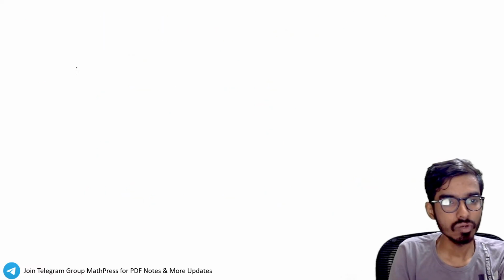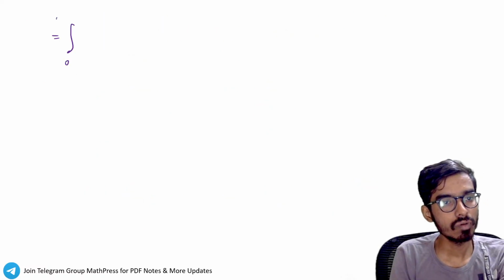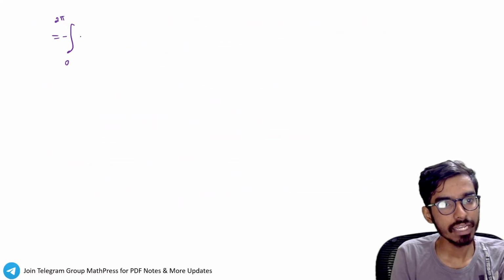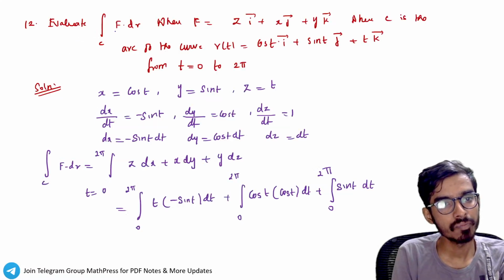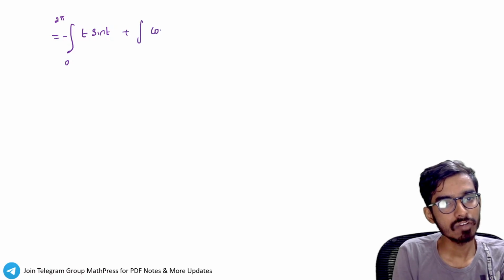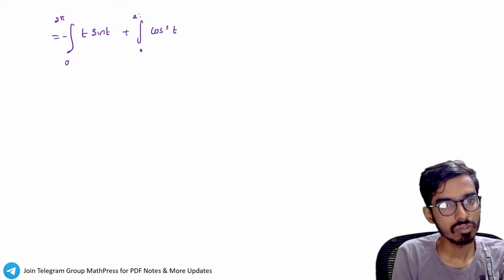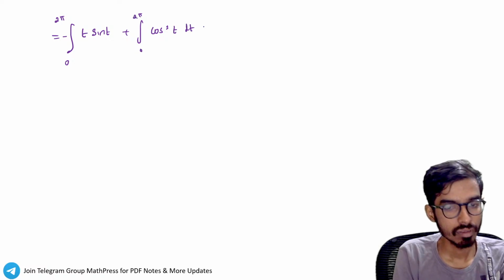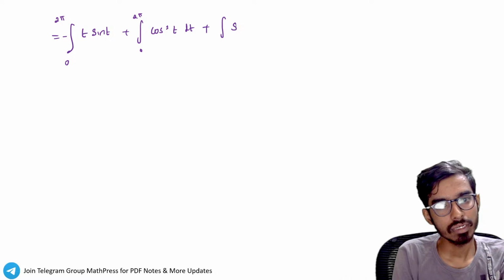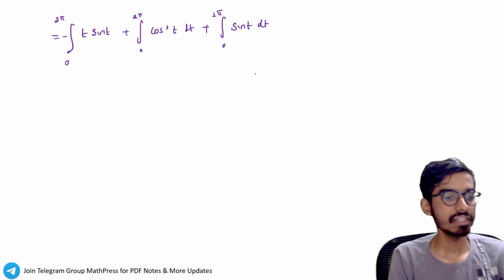Okay, so we need to integrate. Integral over 0 to 2 pi, we take this minus outside, t sin t, plus integration of cos square t from 0 to 2 pi dt, plus integration of sin t dt from 0 to 2 pi. Right? Now I think you can easily evaluate this.